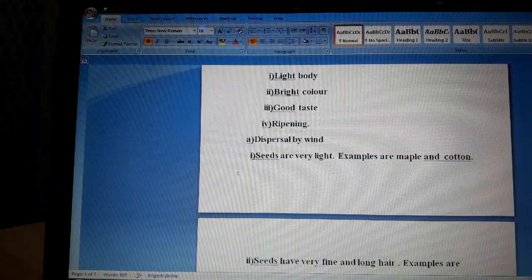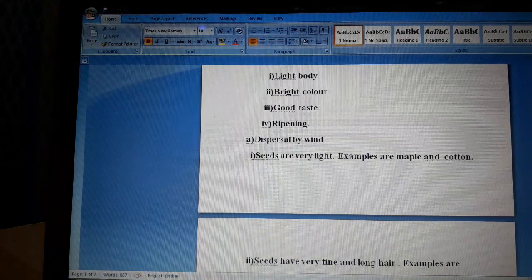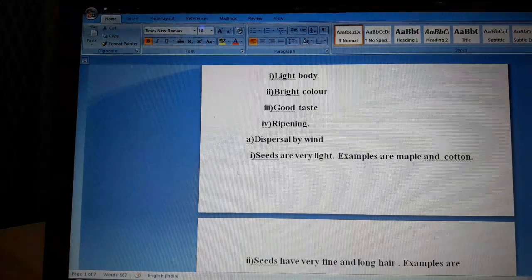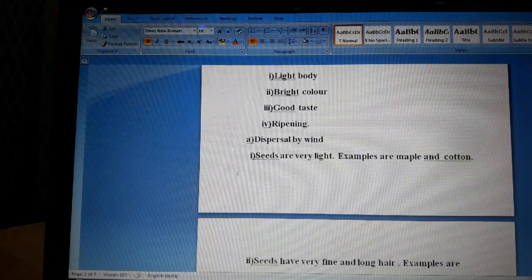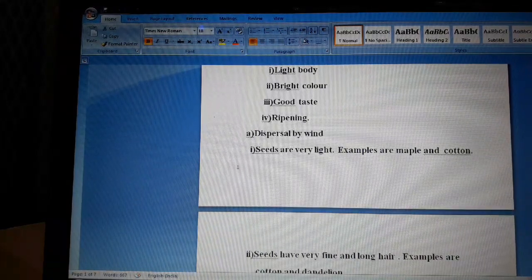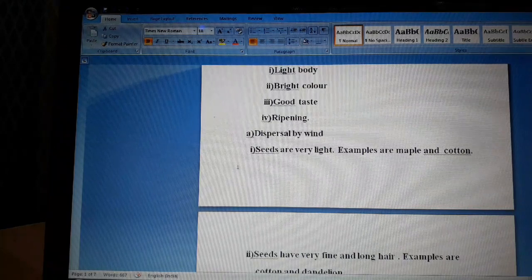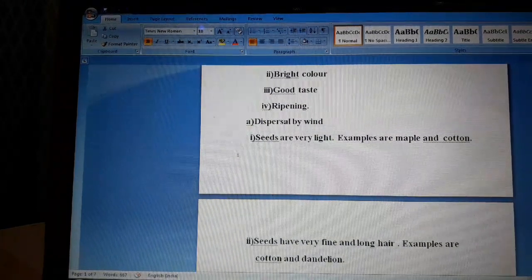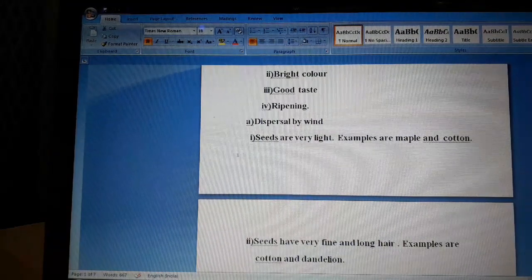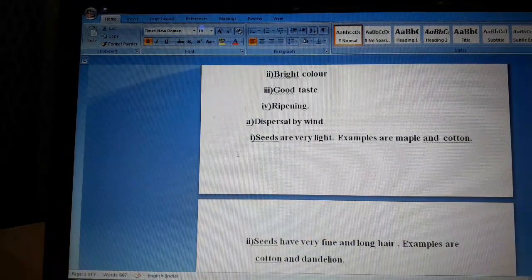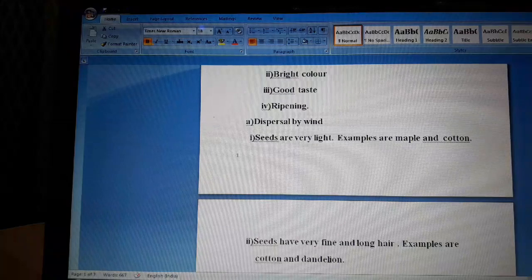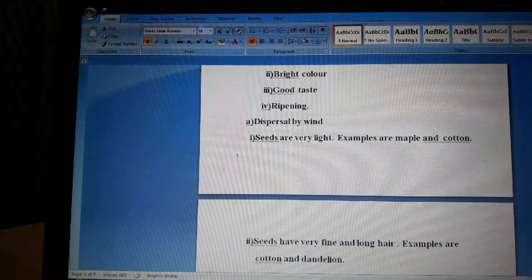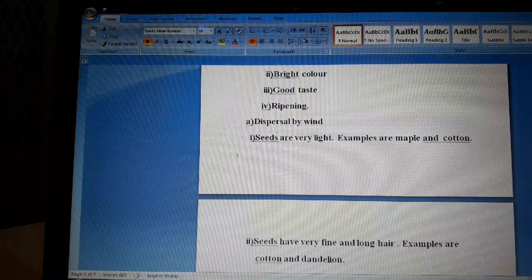Okay. Now dispersal by wind. There are certain characteristics of seeds which are dispersed by wind. The first characteristic or feature is that seeds should be very light so that they can be easily blown by the wind. If it is heavy, it cannot be blown. So the first characteristic of dispersal by wind is that seeds should be very light. So examples are maple and cotton.